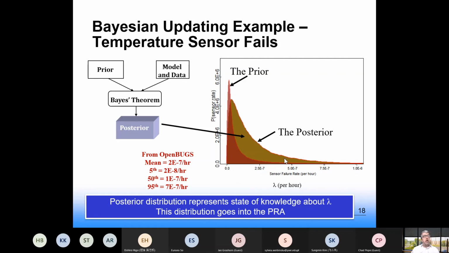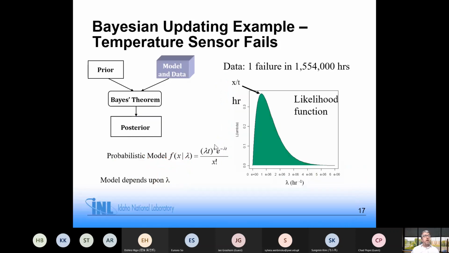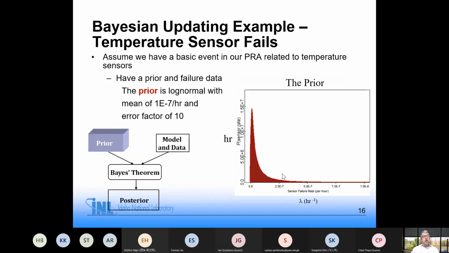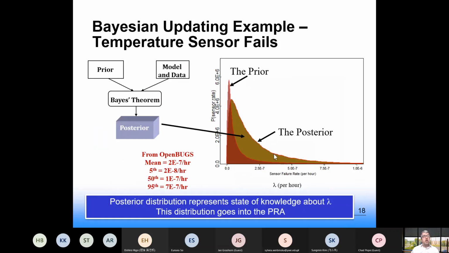It's this sort of brown tan shaded curve. So we started with the darker curve, that's the prior, and we said based on this model, the Poisson, and based on the data that I've seen, I'm going to start with this, but I'm going to modify it to this new curve. And I would use that new curve then in my PRA. So wherever the temperature sensor failure event occurs in my PRA model, I would place this brown curve into that PRA model. And so we're not going to talk about how to do PRA at that point.